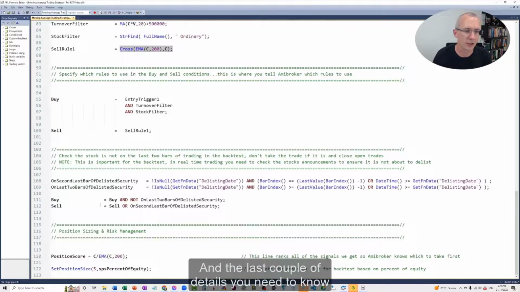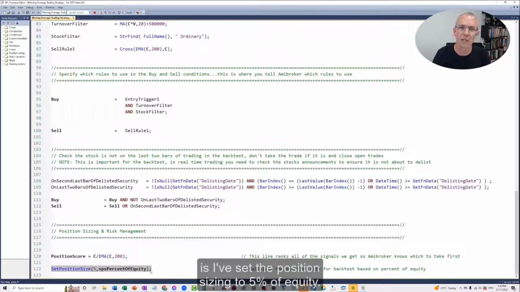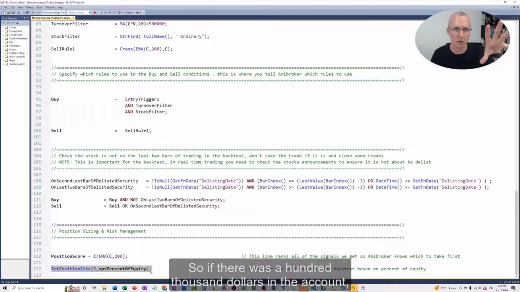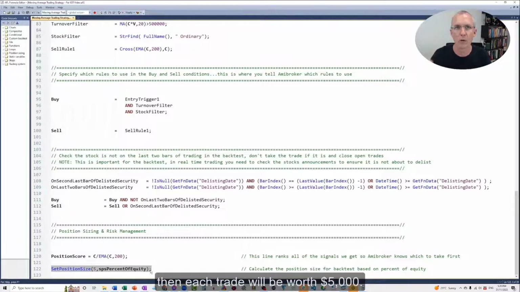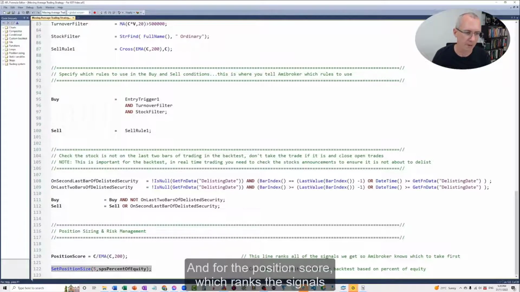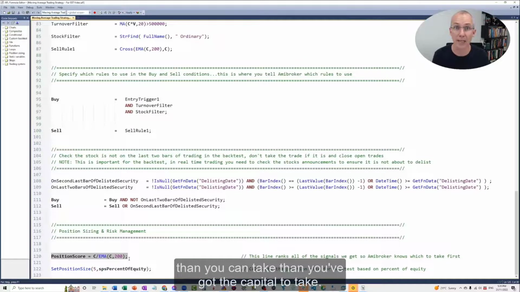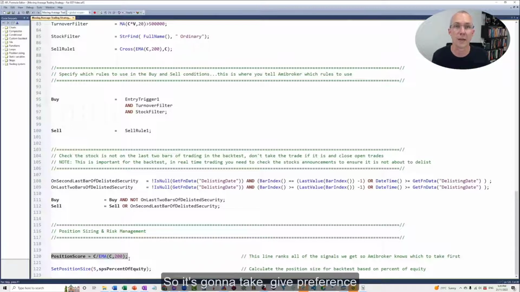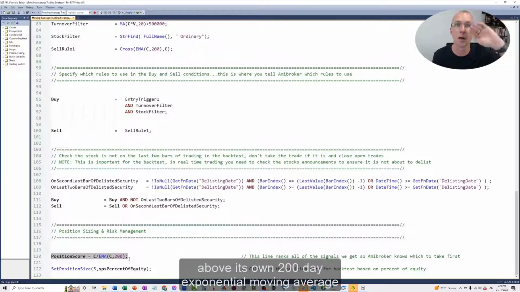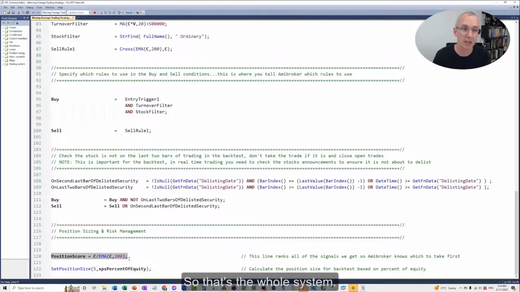And the last couple of details you need to know is I've set the position sizing to 5% of equity. So if there was $100,000 in the account, then each trade would be worth $5,000. And for the position score, which ranks the signals, because often you get more signals than you've got the capital to take, it's going to give preference to the stock which is the furthest above its own 200-day exponential moving average in percentage terms. So that's the whole system.